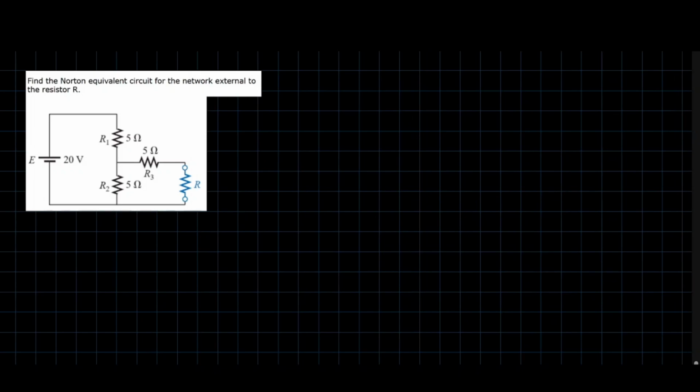Hi guys, so they want us to find the Norton's equivalent circuit for this particular network external to the resistor R. So what we need to find is Rn and In.